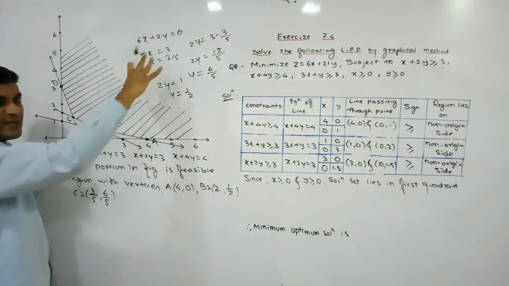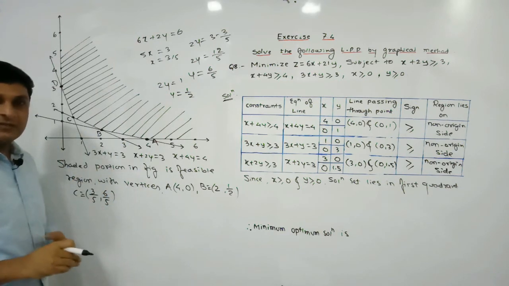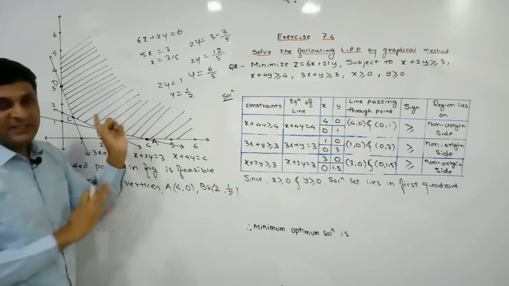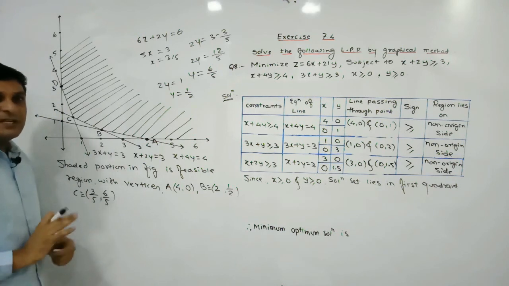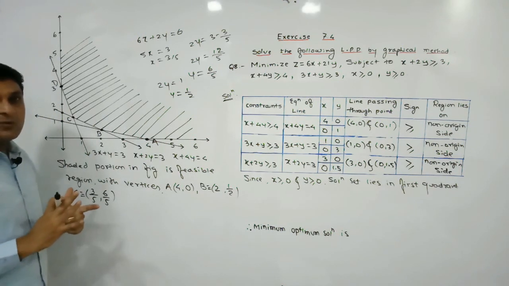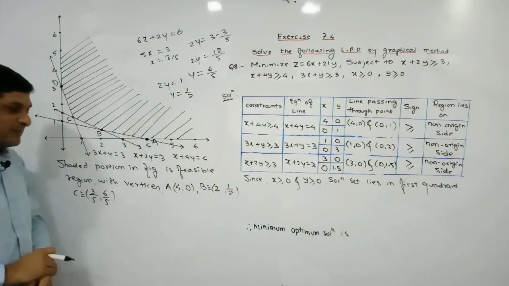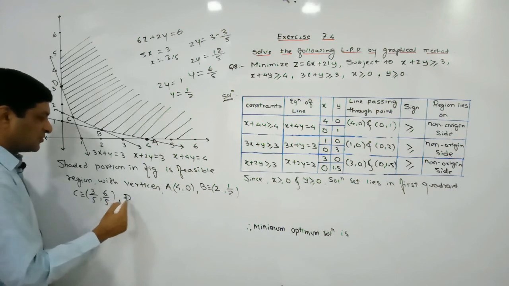This is our rough work. It is not necessary to write the solving of these two equations simultaneously in the solution, so perform this operation in rough. Otherwise you can perform this operation here also, but you can avoid that calculation in the solution. You can perform it in the rough work. So the coordinates of 3 vertices are known to us.